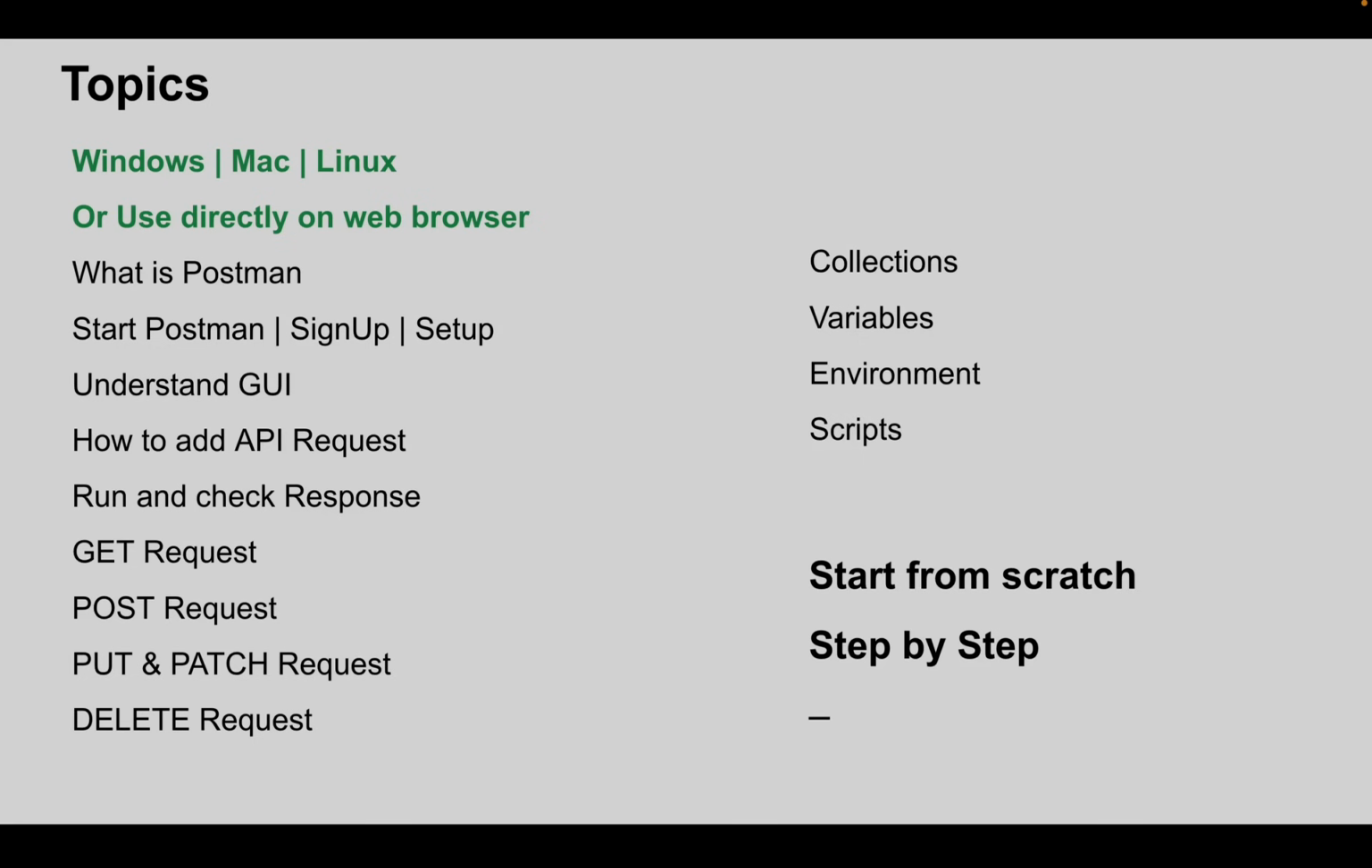Then we will see scripts in Postman. So in Postman we can do scripting with JavaScript, and there are different scripts we can use. We will see all the scripts and the different sections we can create scripts, and then we will see what are tests and how do we create tests in Postman to validate our API requests and responses. So this is what we are going to learn in this particular lecture.